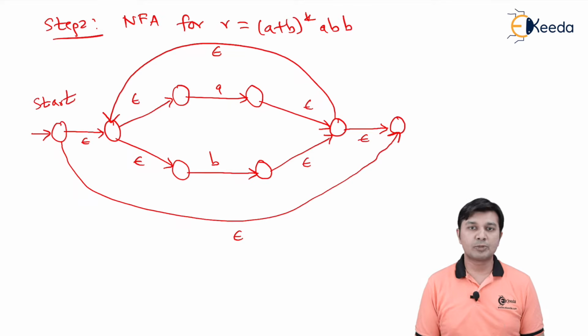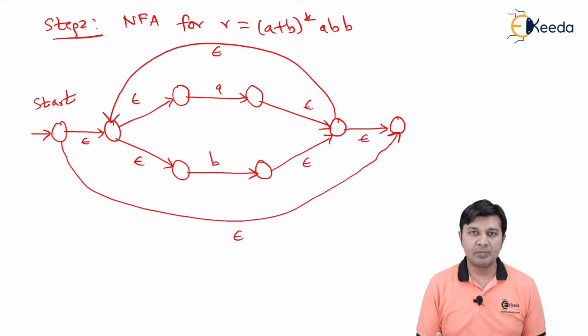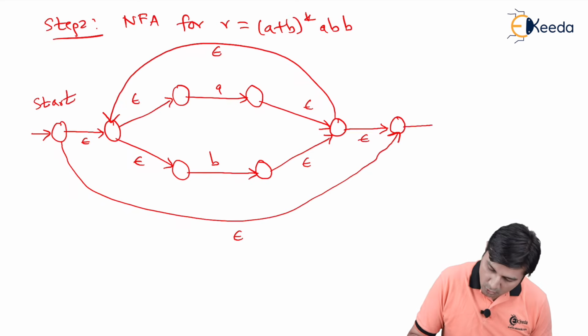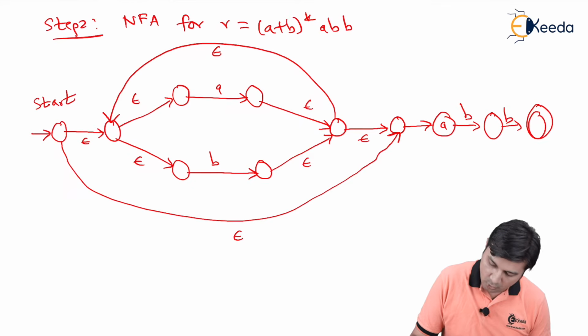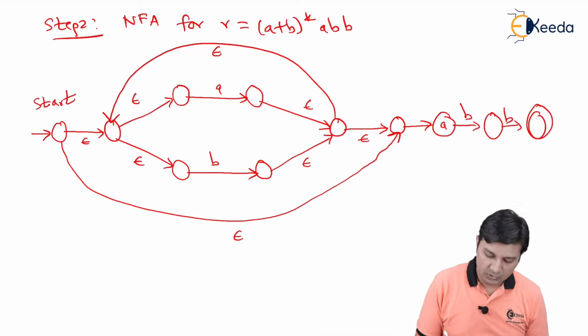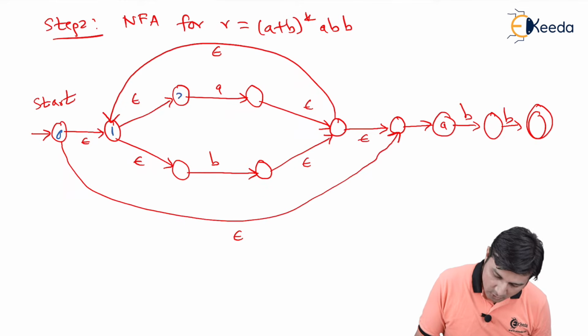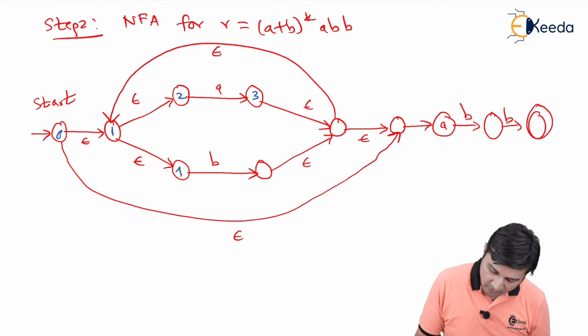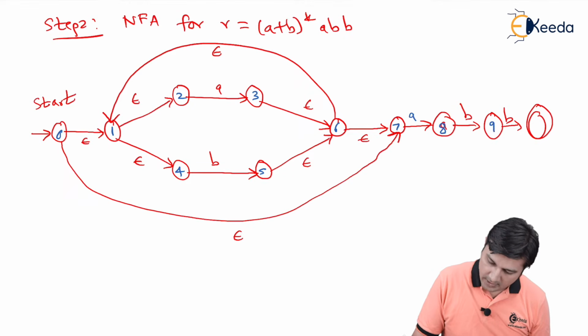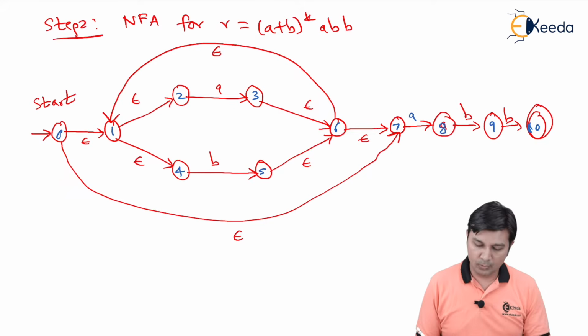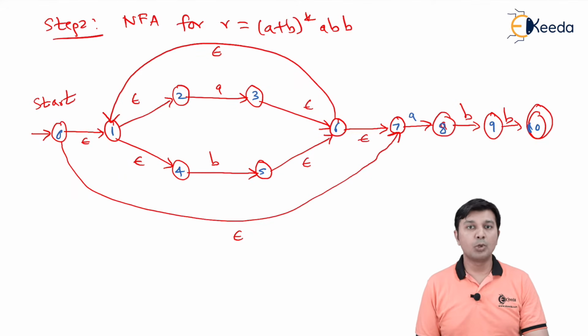That completes my (A+B)*, but it has to end in ABB, so append those states. Going ahead, we have A over here, B over here, and lastly another B over here. Label those states: 0, 1, 2, 3, 4, 5, 6, 7, A over here, 8, 9 and 10. So a total of 10 possible states. Now moving on to the next step.